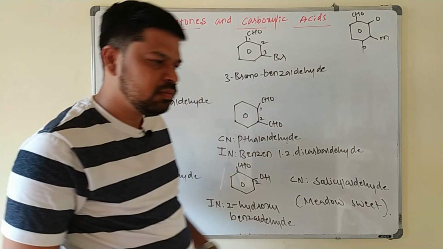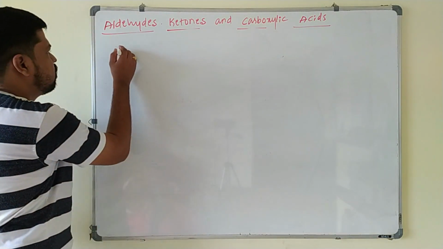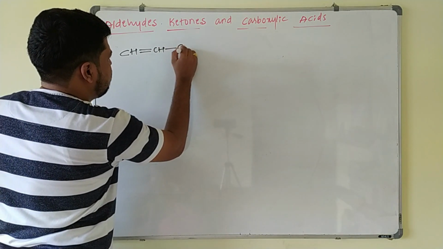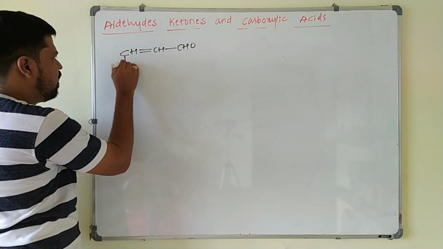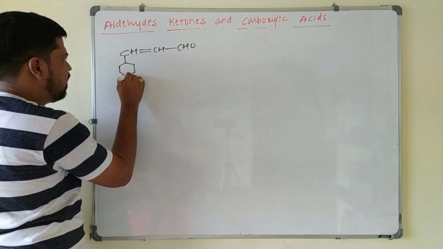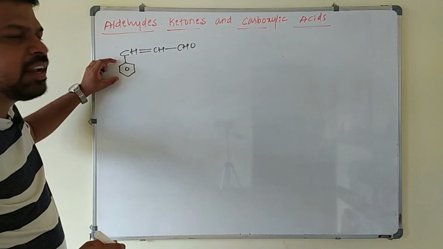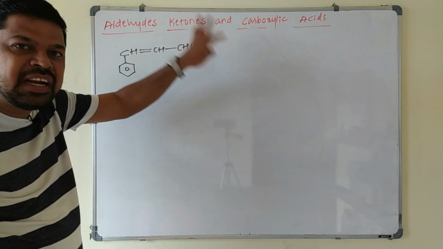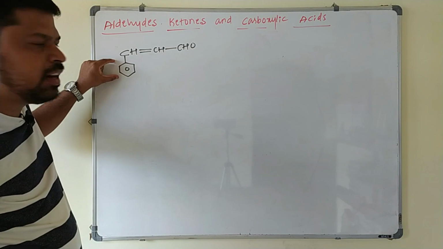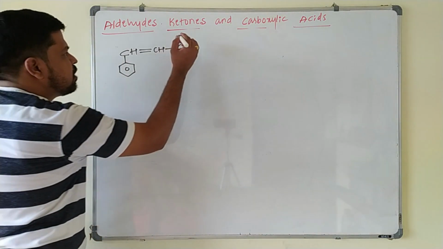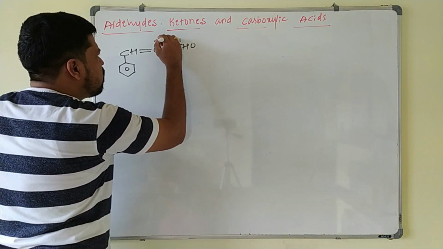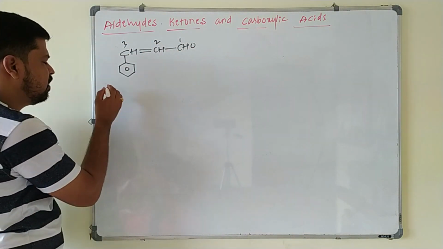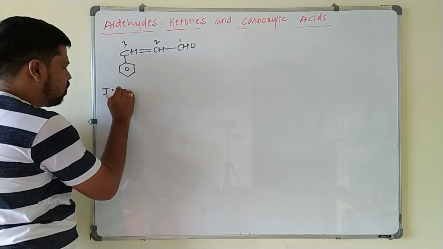Okay. Next one. The next example is CH double bond CH CHO. Here if I attach one benzene ring, this benzene ring is treated as a substituent, because whenever the aldehyde group is present on the side chain, the benzene ring is treated as a substituent here. So the numbering is always done from the aldehyde carbon, 1, 2, 3: 3 phenyl prop 2 en 1 al. So the IUPAC name of this one is what?